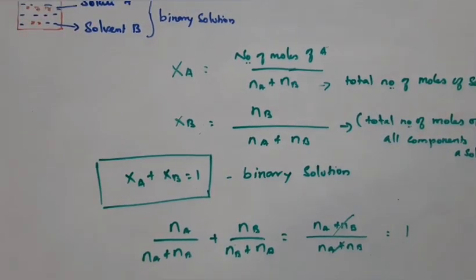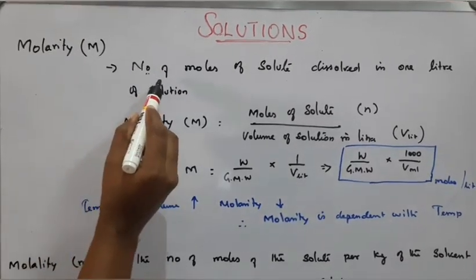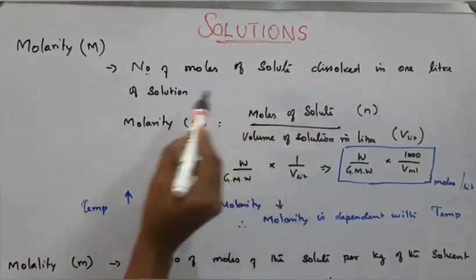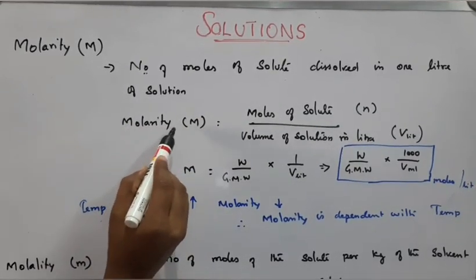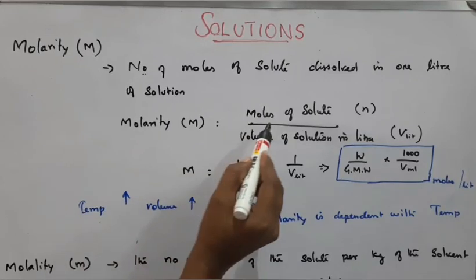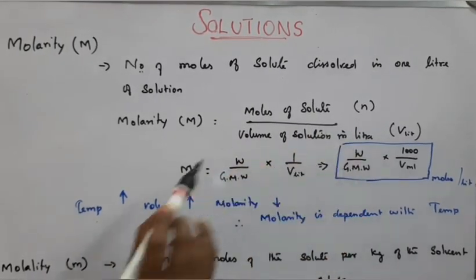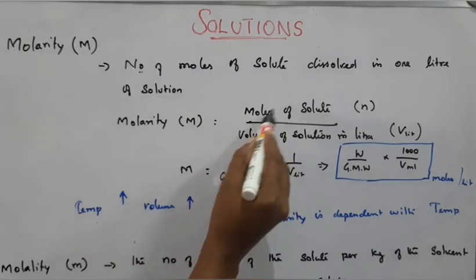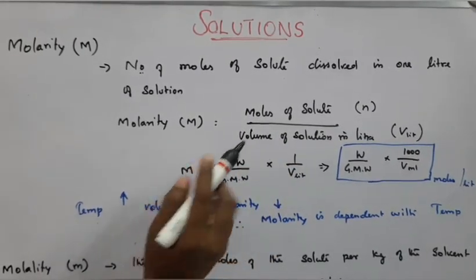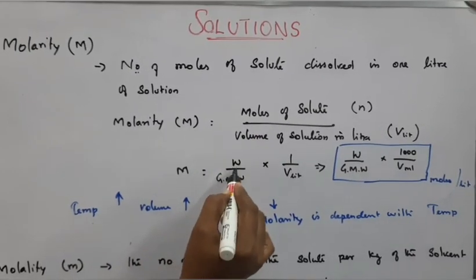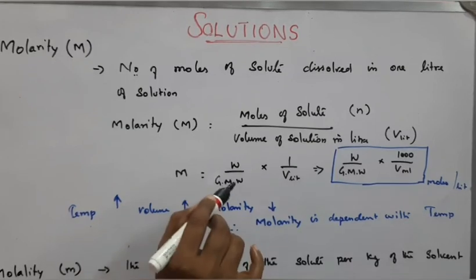Next, molarity, represented by capital M. It is the number of moles of solute dissolved in 1 liter of solution. Molarity equals moles of solute divided by volume of solution in liters. How can you calculate moles of solute? Moles is weight per gram molecular weight.